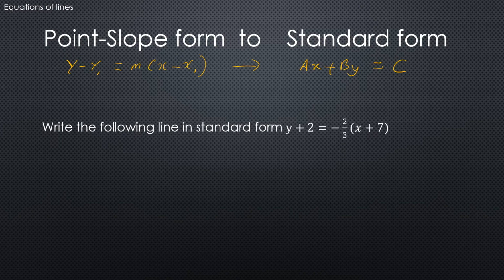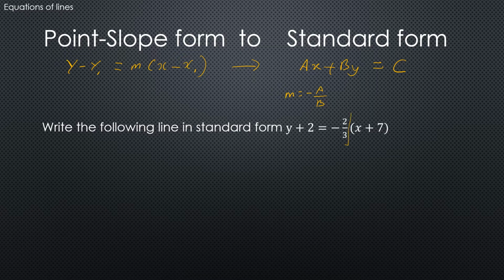Okay, let's look at this example here. This is written in point slope form. We've got the y with a number here, and this is the slope, and x in parentheses with another number. Now, remember when we have standard form, we could have found the slope m by doing minus a over b. So we're going to use this to help us get started.